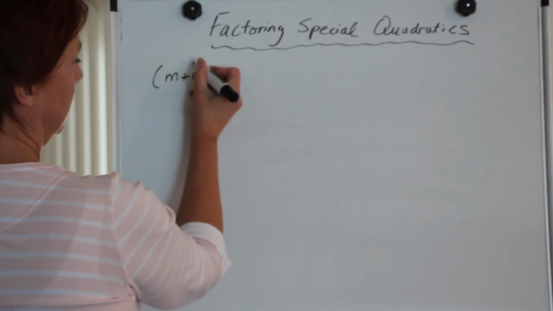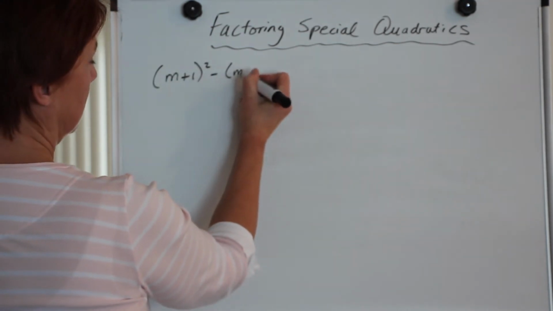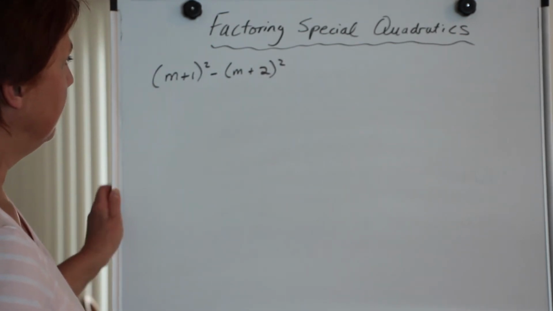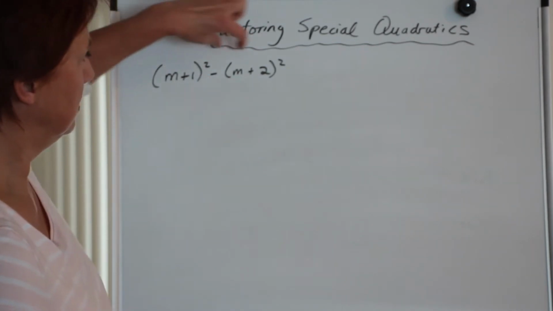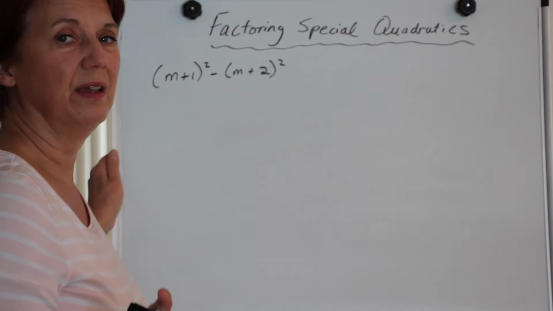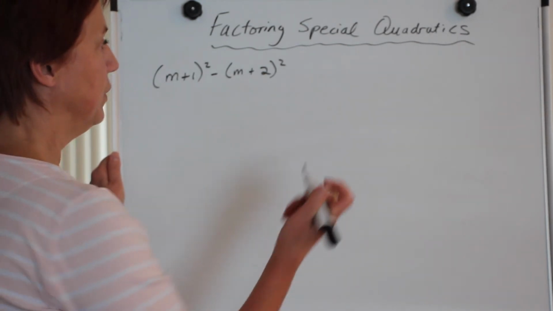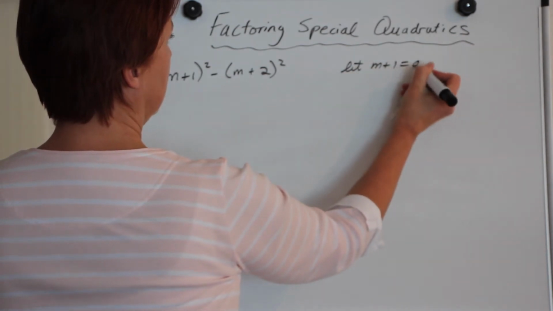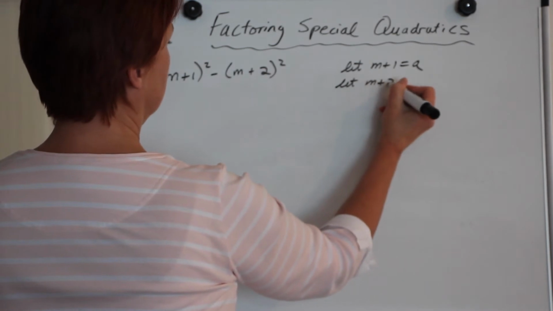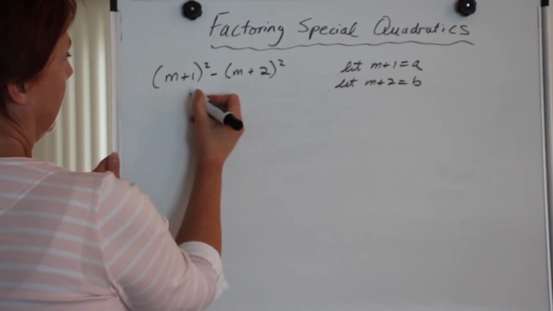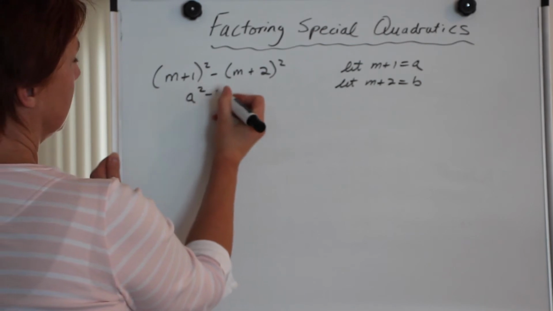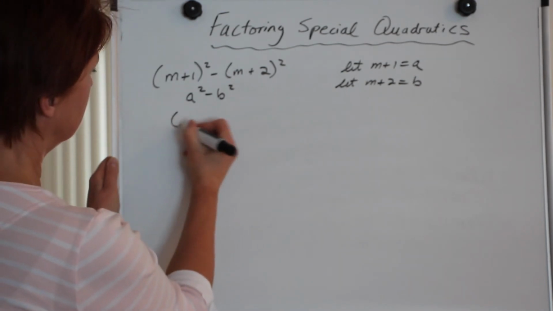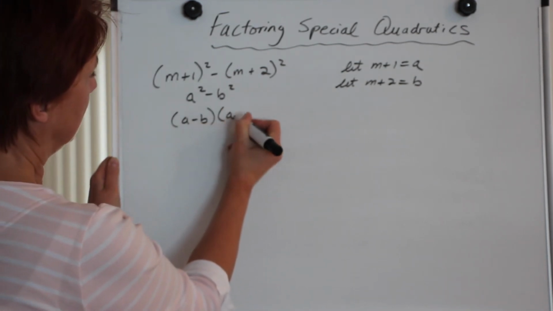So we have m plus 1 all squared minus m plus 2 all squared. Now again, we've got difference of squares. We've got two elements that are being squared, and just because they're binomial doesn't mean that it's different somehow. So all we're going to do is we're going to say let m plus 1 equal a, and we'll let m plus 2 equal b. And then we're going to just replace with our substitution statements, okay? And now we factor this, we get a minus b, a plus b.